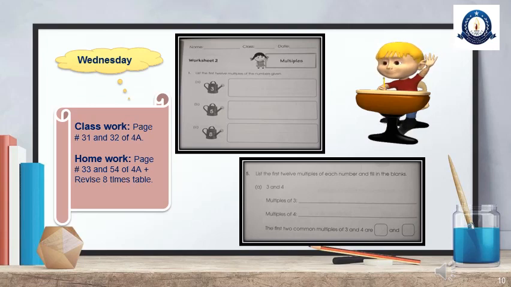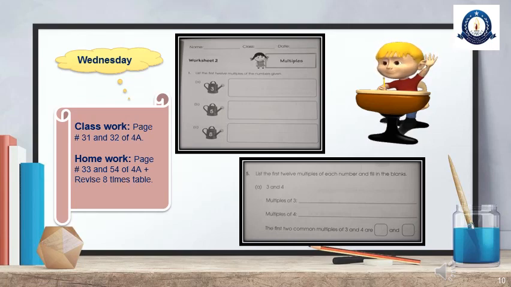Now look at the B part, 5. Again you will write down the answer of 5 times table. 5, 10, 15, 20, 25, 30, 35, 40, 45, 50, 55 and 60. In same way you will do C part. Now come on page number 32.